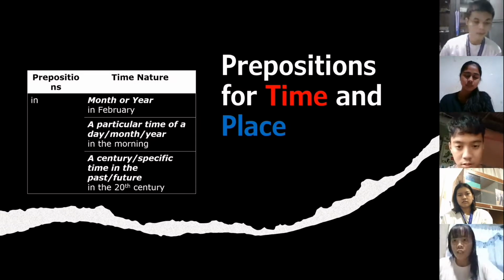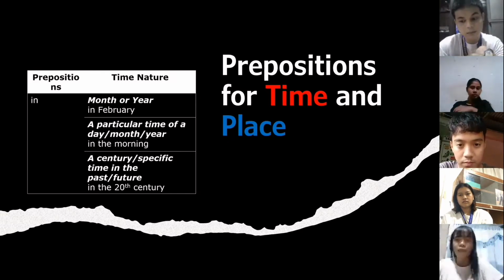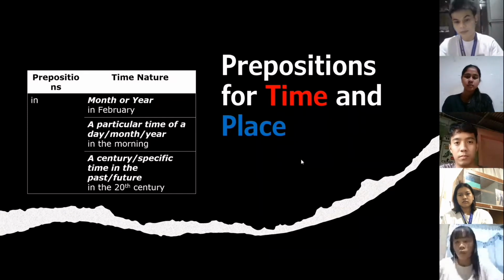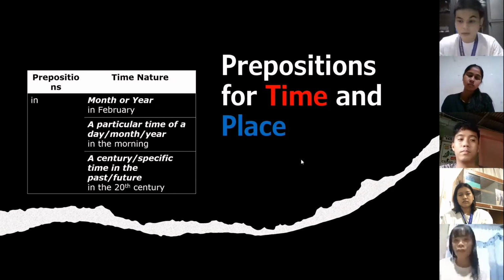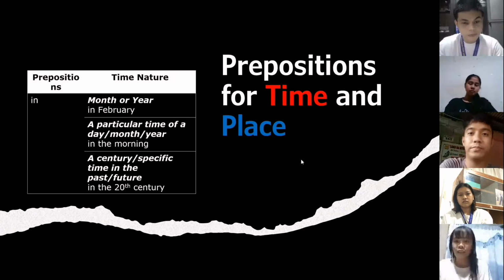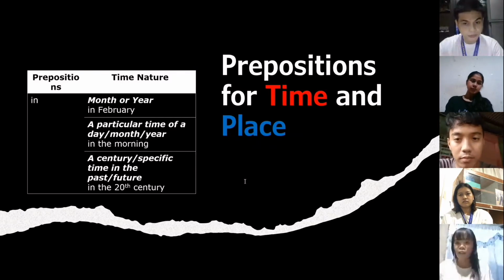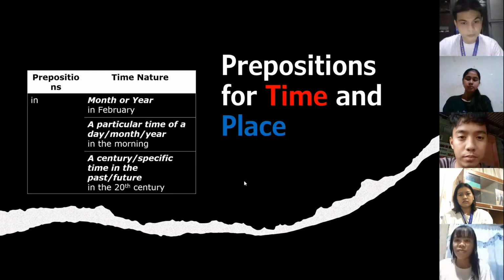First, the preposition for time, in. We use in for month or year, for example, in February. We also use in for a particular time of a day, month, or year, for example, in the morning. And a century or specific time in the past or future, for example, in the 20th century. Next slide.